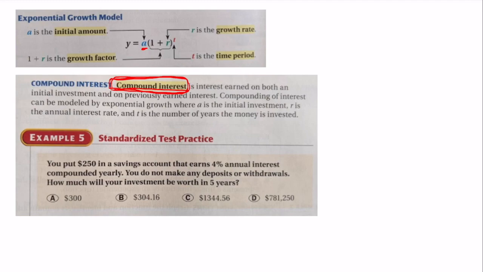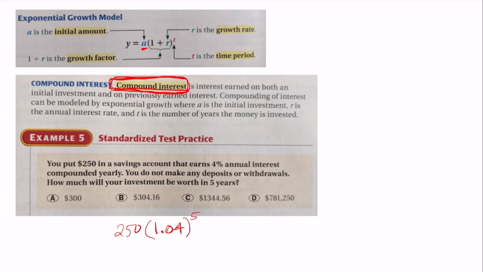So you put $250 in a savings account to earn 4% annual interest compounded yearly. You do not make any deposits or withdrawals. How much will be in your investment in 5 years? And again, all we're going to do is plug in, right? Y equals A, our initial investment, in this case is $250, times what's our rate of growth? It's 4%. But remember, we have to multiply that by 1.0, we have to include the 1, so 1.04. And the amount of time is 5 years.